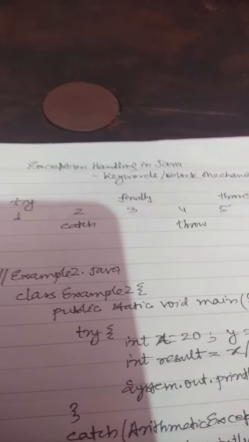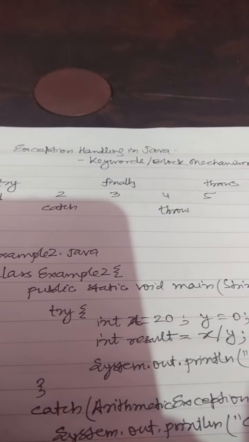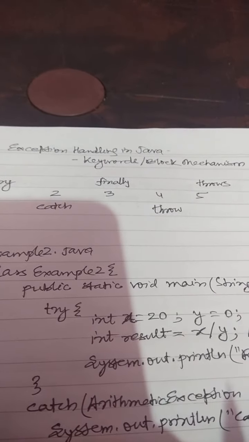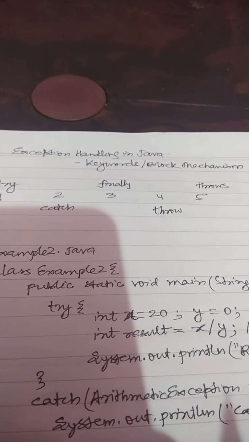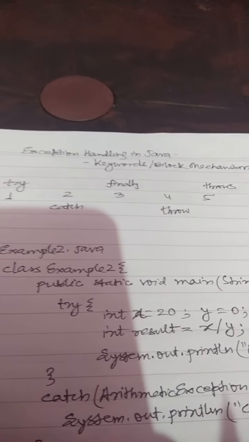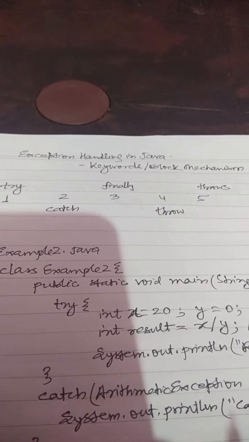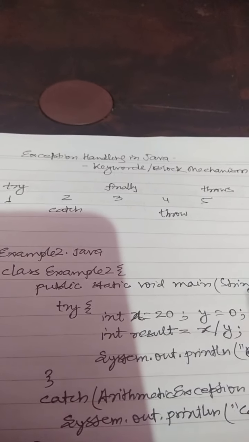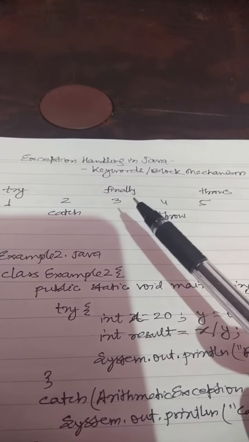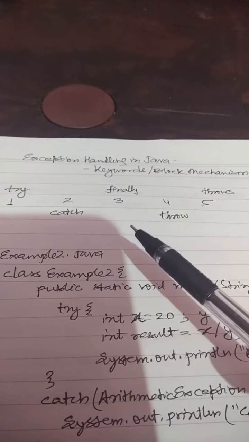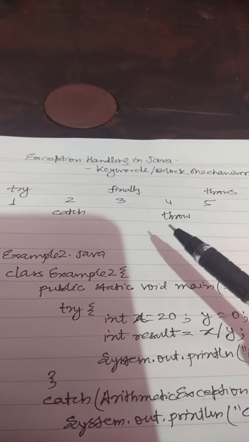Again, I will list here the keywords and blocks used in exception handling in Java. First we will see try and catch. Then the third one is finally, and where to use finally. And last, throw and throws.